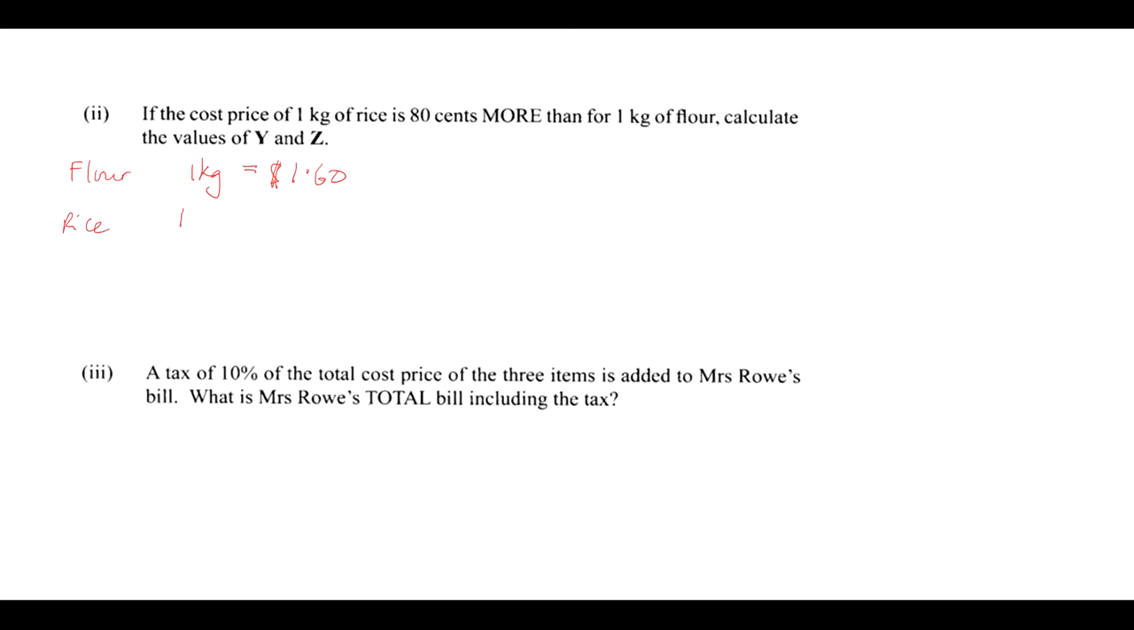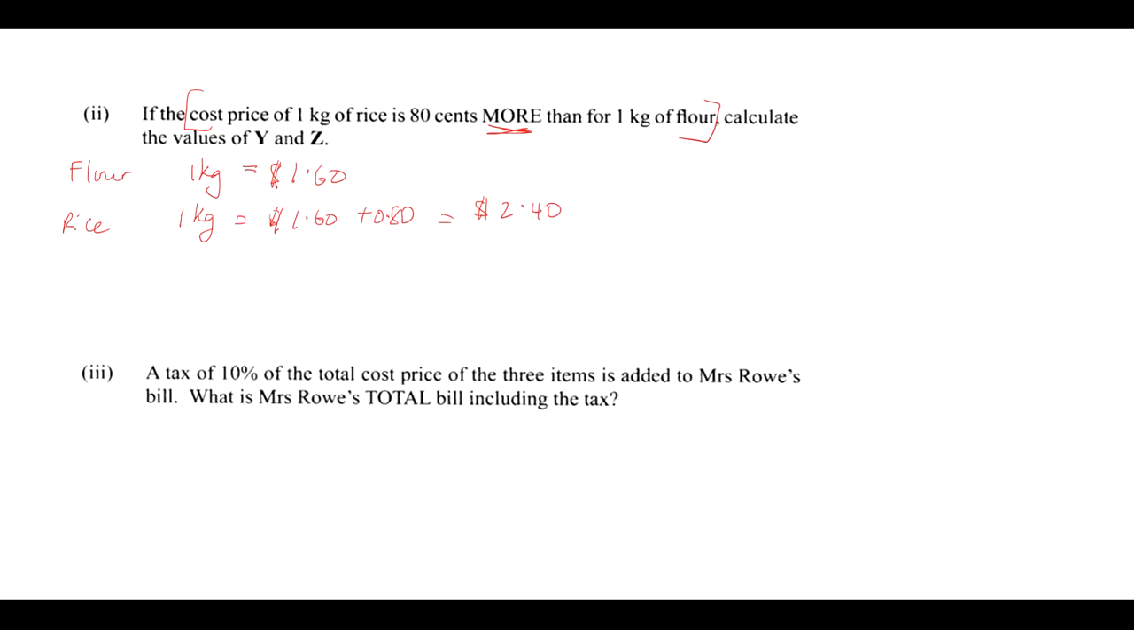Okay, and they come and they tell you for rice, 1 kilogram of rice is 80 cents more than, so 1 kg of rice will be 160 plus 80 cents, right? That is 0.8, and so 1.6 plus 0.8 gives me $2.40. Right, so this is $2.40 for the price of 1 kilogram of rice, right? And so the cost price of 1 kilogram of rice is 80 cents more than the price of 1 kilogram of flour, right? So we have the unit price for rice.